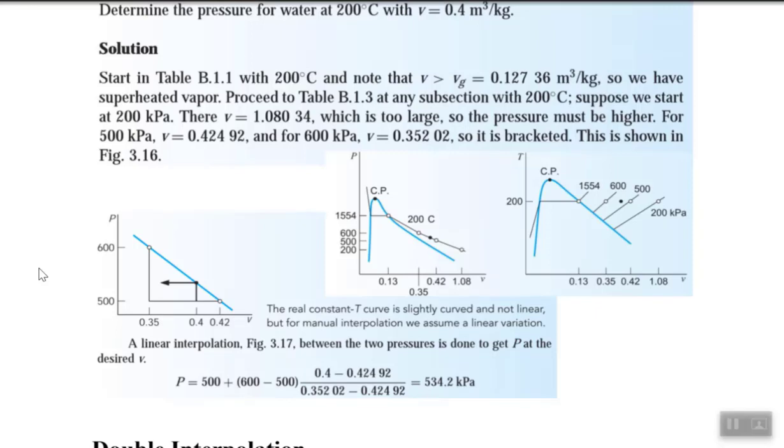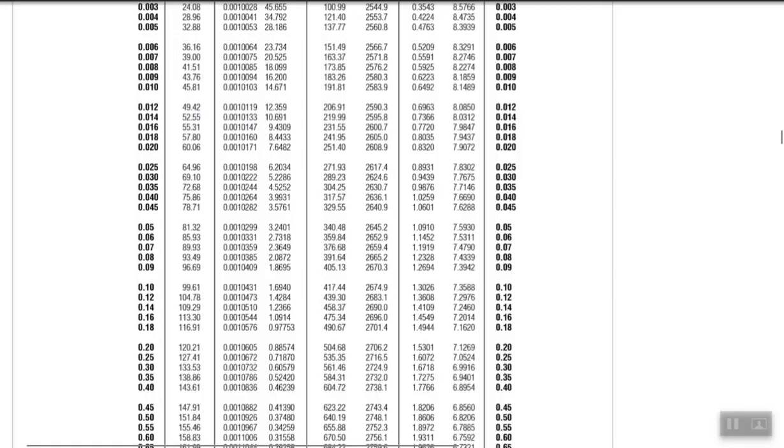Okay, our second question. Determine the pressure for water at 200 degrees centigrade and a volume of 0.4 cubic meter per kg. As in a previous lecture, I did say the first table you would be looking at is the saturation table. If the pressure is less than the saturation pressure and the temperature is greater than the saturation temperature, then you will be looking at the superheated table. If the temperature is less than saturation or the pressure is greater than saturation, then you would be looking at the compressed region. So first things first, you have to look at the saturation table.